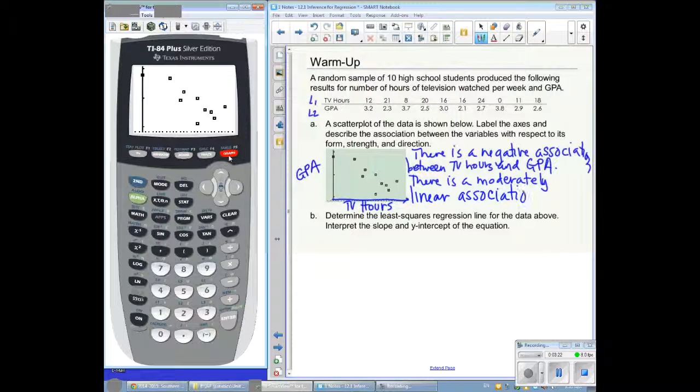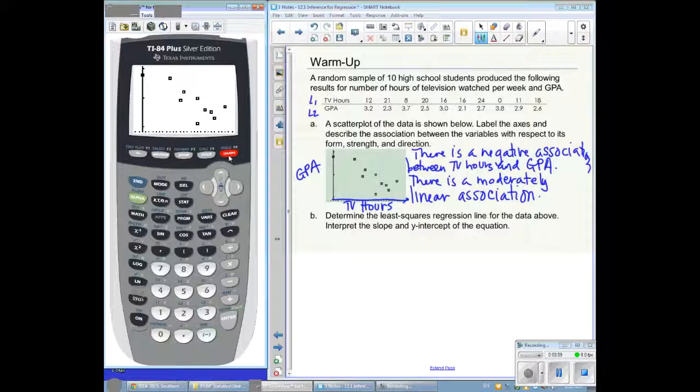It is pretty subjective, but there is a value that we can look at that will help us make it a little bit more objective. What is it? R squared and what else? R, our correlation coefficient, describes the strength and direction and gives us a more objective figure. When you're just looking at the scatter plot, it is relatively subjective. So there's a negative association between TV hours and GPA. You could also say that in general, the more TV watched, the lower the GPA.